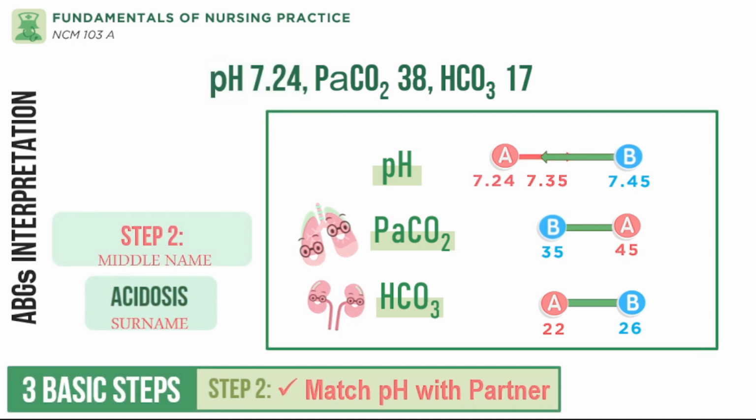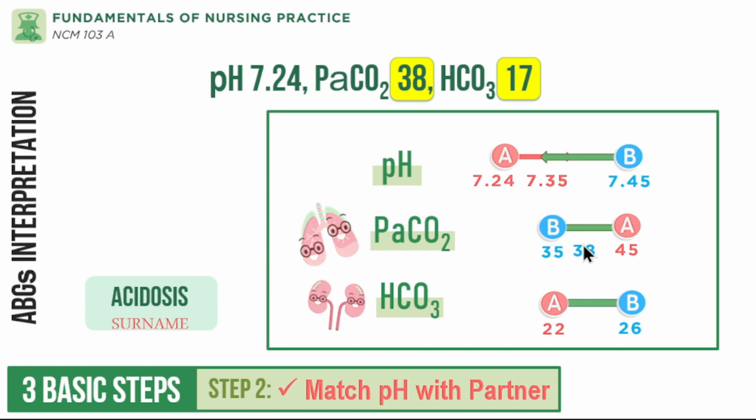Next, let us take into consideration our matching pH with its particular partner. So look into your partial carbon dioxide. We have here 38 and we have here bicarbonate as 17. So we are now trying to look for the middle name. Okay, so we have two options, whether that be respiratory or metabolic. Okay, so if we plot our carbon dioxide, we have here 38. So this is located somewhere here in our chart.